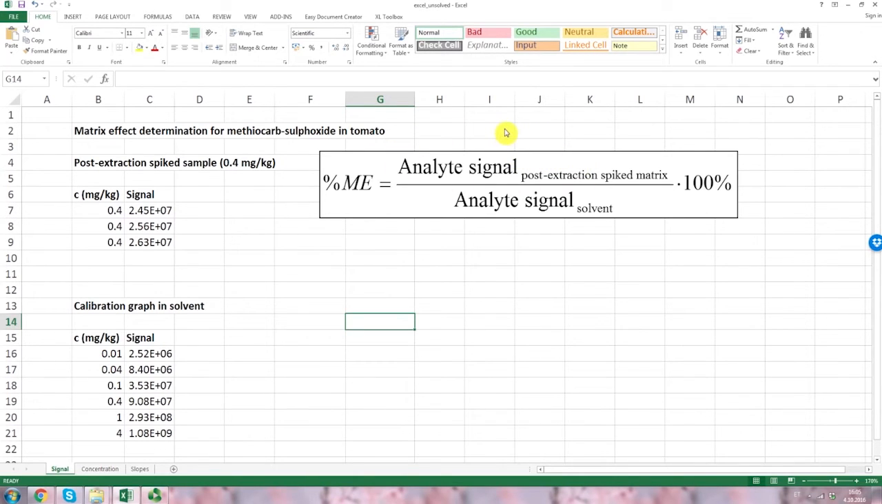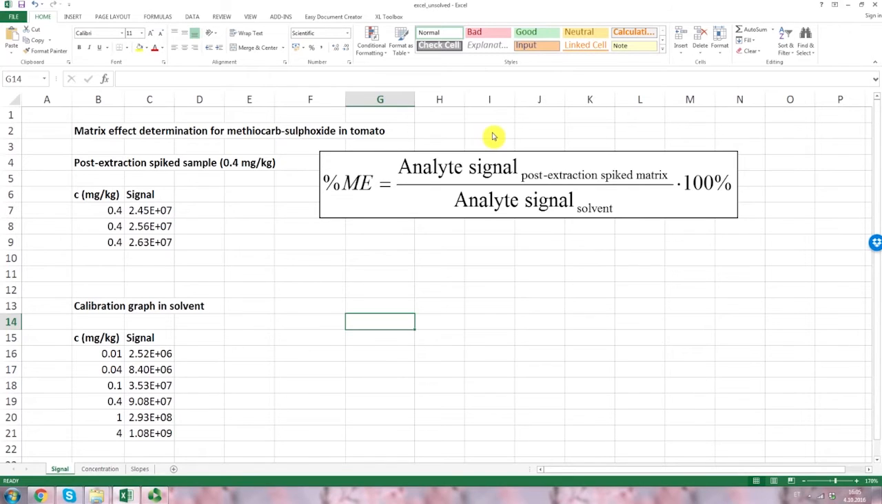Also, we need to have the analyte signal in the solvent. And this measurement of analyte signal needs to be carried out on exactly the same concentration level as the analyte was spiked into the blank extract. So basically we need to have two types of analyte signals, one in the post-extraction spiked matrix and the other in the solvent, and both at the same concentration level.